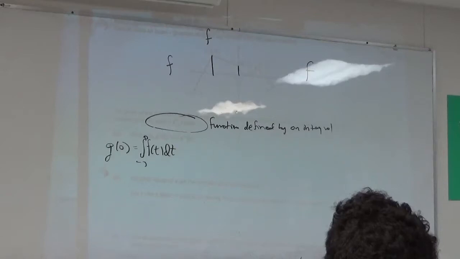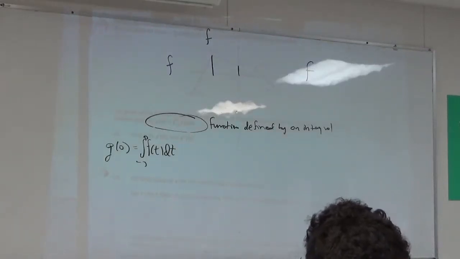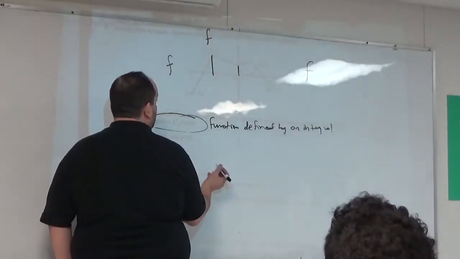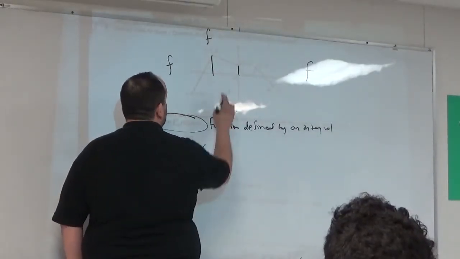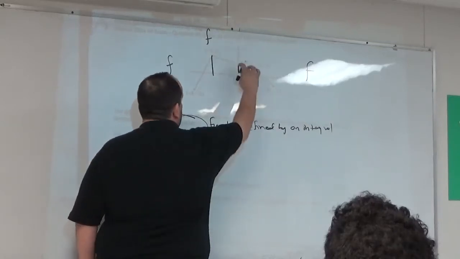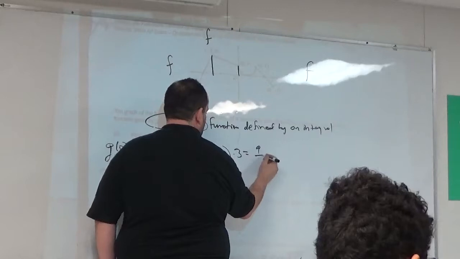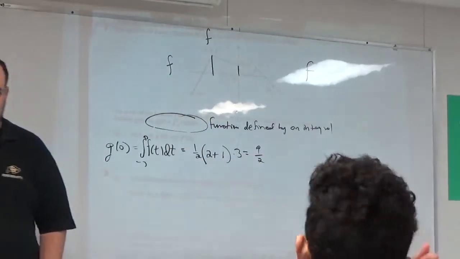No, I mean 2. Yes, 2 and 1. Let's see, a trapezoid, area of a trapezoid, a half, base 1, base 2, times the height, and we should get 9/2.